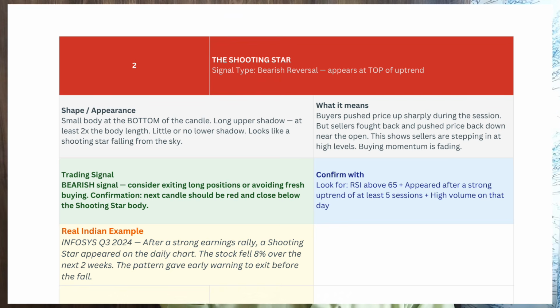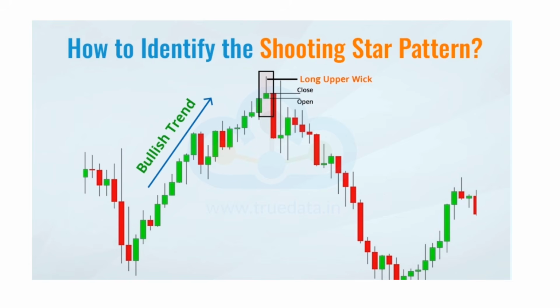What does it mean? Buyers pushed up the price sharply during the session, but sellers fought back and pushed the price back down near the open. This shows sellers are stepping in at high levels. Buying momentum is fading. What is the trading signal? Bearish signal. Consider exiting long positions and avoiding fresh buying. Confirmation: the next candle should be red and close below the shooting star body.